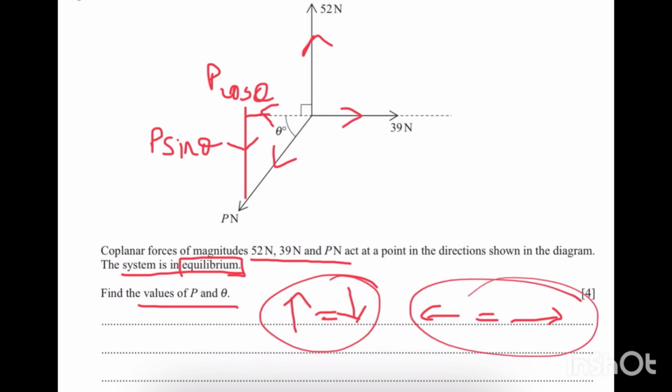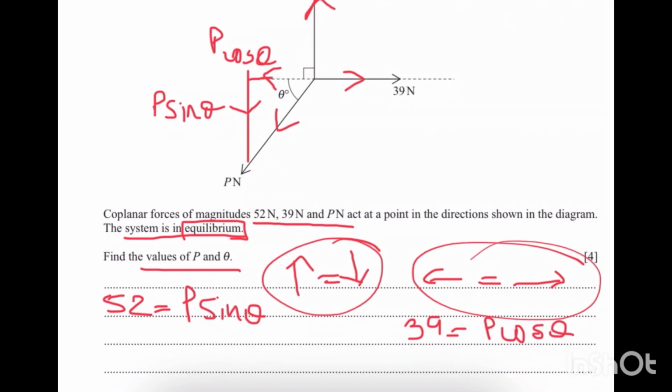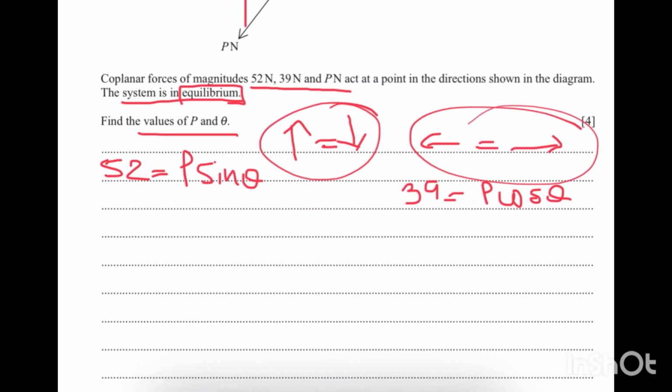For the first one, the 52 newton force must be equal to p sin theta, and the 39 newton force must be equal to p cos theta. So we know that sin theta over cos theta is equal to tan theta. Now that would simplify these equations. So let's say I divide both of these sides by p cos theta.